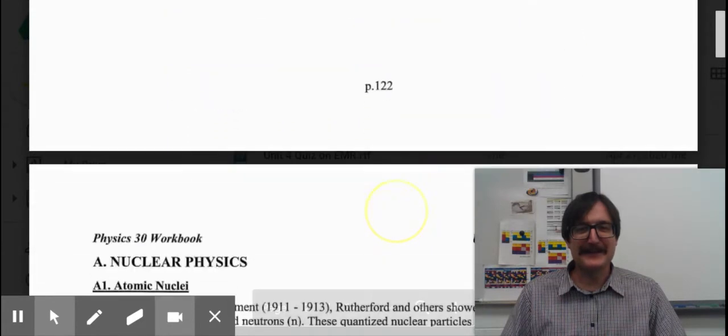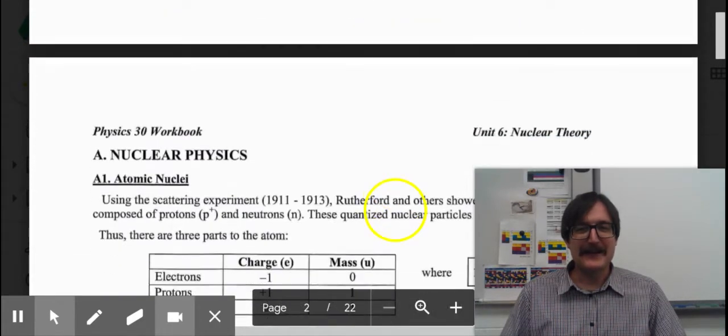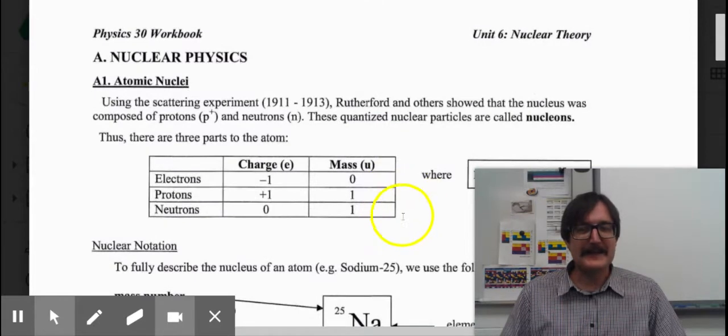Okay, anyways, nuclear physics is where we start, with atomic nuclei. Scattering experiments from 1911 to 1913, Rutherford and others showed that the nucleus was composed of protons, P positive, and neutrons, N. These quantized nuclear particles we call nucleons.